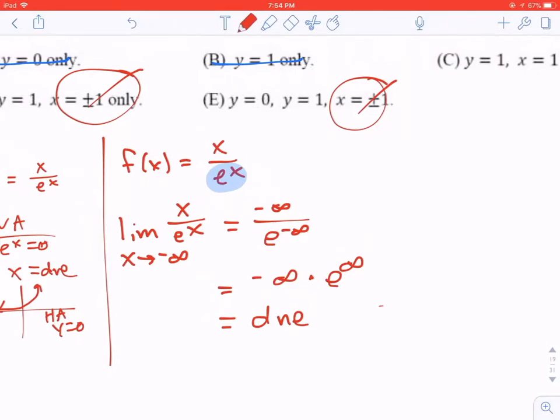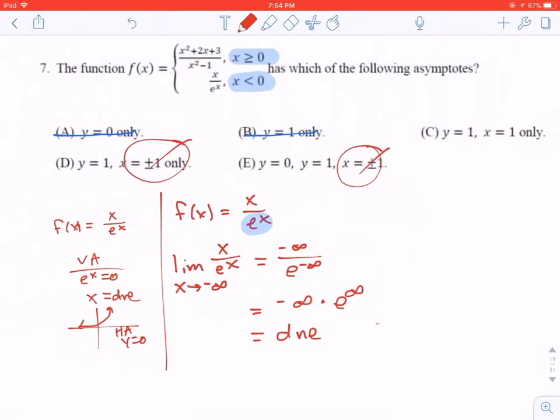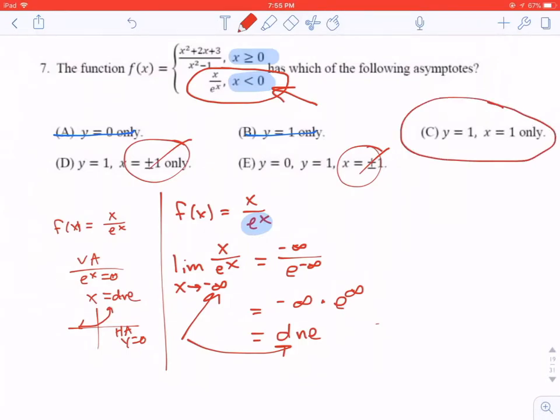Horizontal asymptotes describe the end behavior of the graph. This particular graph here, we want the end behavior as x goes left forever. We found out as x goes left forever that there is no end behavior as far as it approaching a number. It doesn't exist. That means that this function has no horizontal asymptotes, which further confirms that the vertical and horizontal asymptotes only come from the first function, the top one.